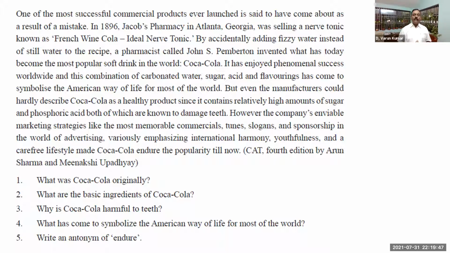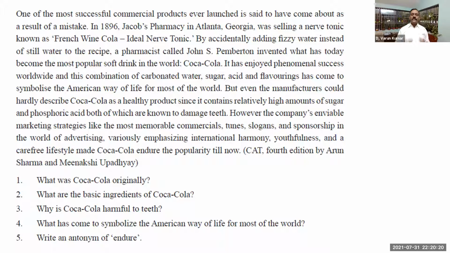Next, what are the basic ingredients of Coca-Cola? You see, what are used in this? It has enjoyed phenomenal success worldwide, and this combination of, so what are the ingredients? The ingredients in the drink Coca-Cola are carbonated water, sugar, acid, and flavorings. These are the ingredients of Coca-Cola.